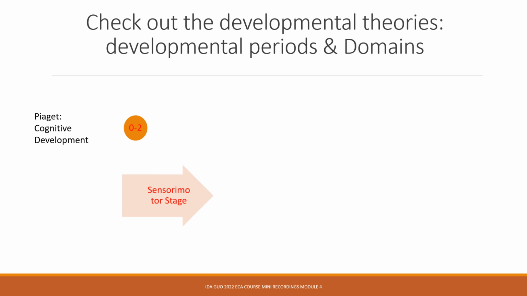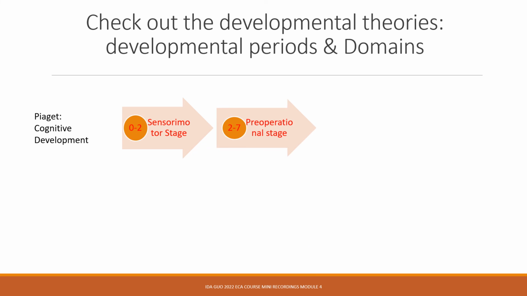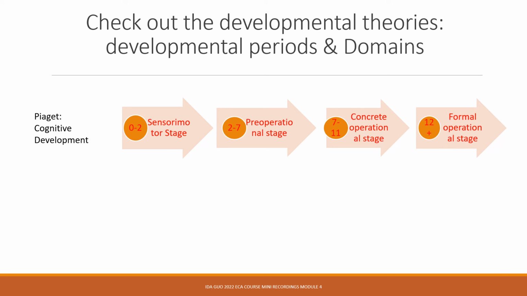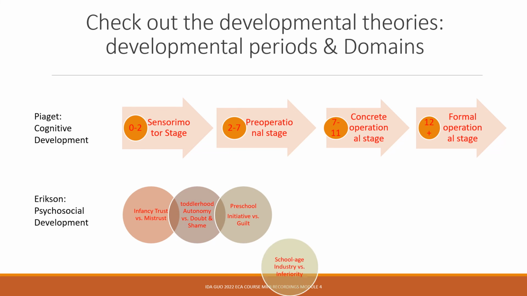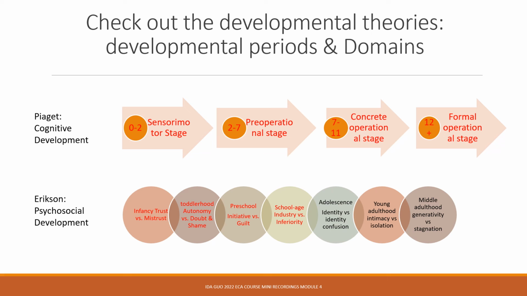Let's take a look at Piaget's first. He's focusing on the cognitive development, the cognitive domain, and his theory goes through 4 stages, so 4 different periods. Then we have Erik Erikson. He is focusing on the social emotional domain, and his theory is called psychosocial development theory. And same, his theory covers the whole life of a human being.